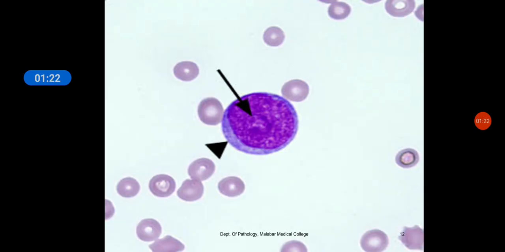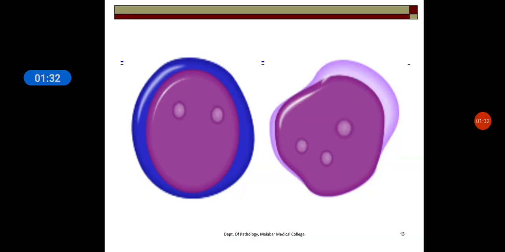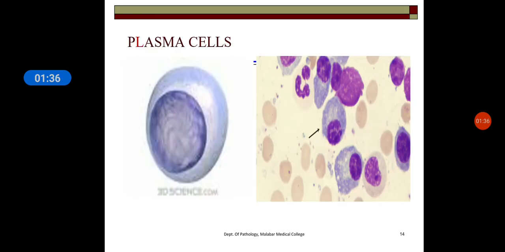So this is the mature, this is a premature, that is a lymphoblast with a prominent nucleoli. This is a myeloblast and a lymphoblast. This is a plasma cell. What is a plasma cell? It is a type of a lymphocyte.